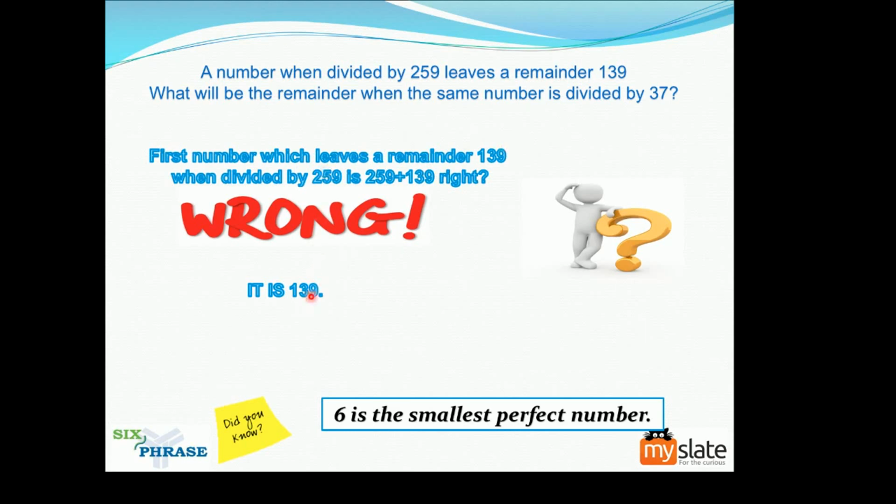Okay, now it is very easy. You know what the dividend is. Divide this 139 by the second divisor 37, you will get a remainder of 28. Okay, so that is the answer.